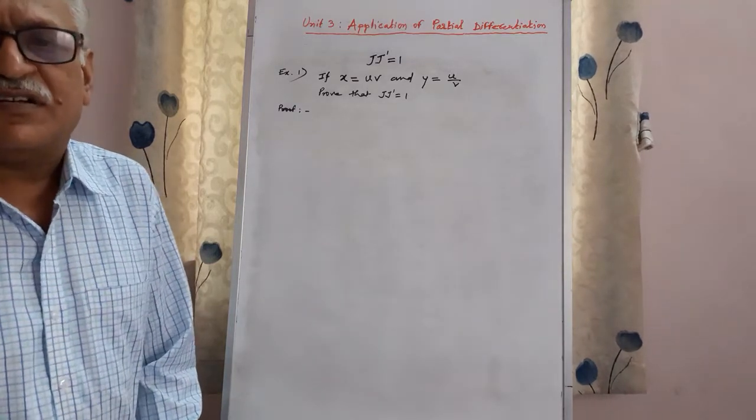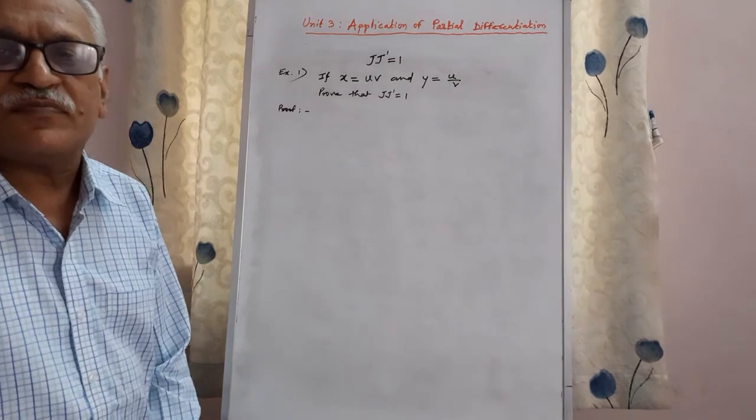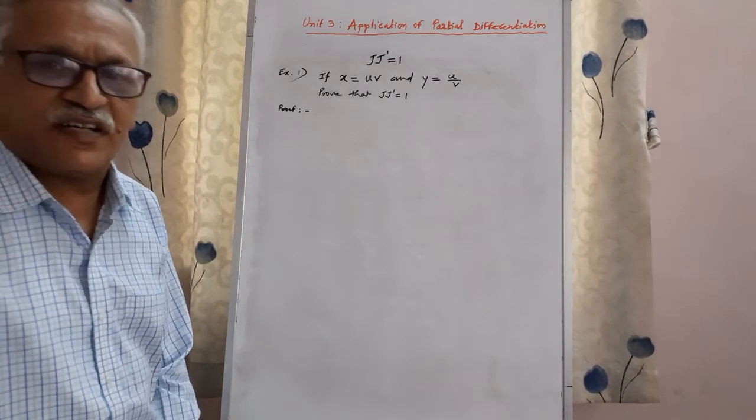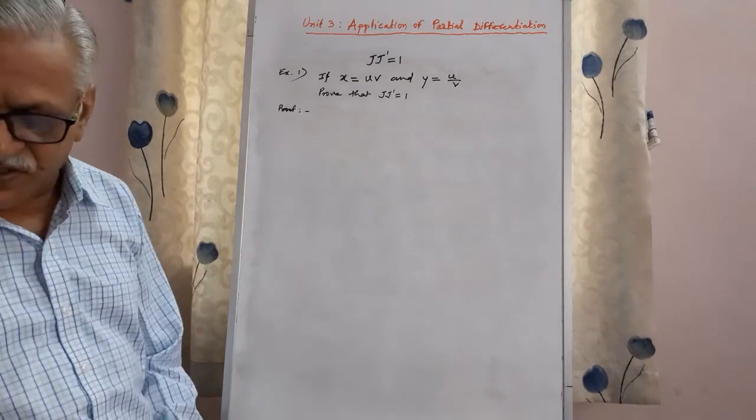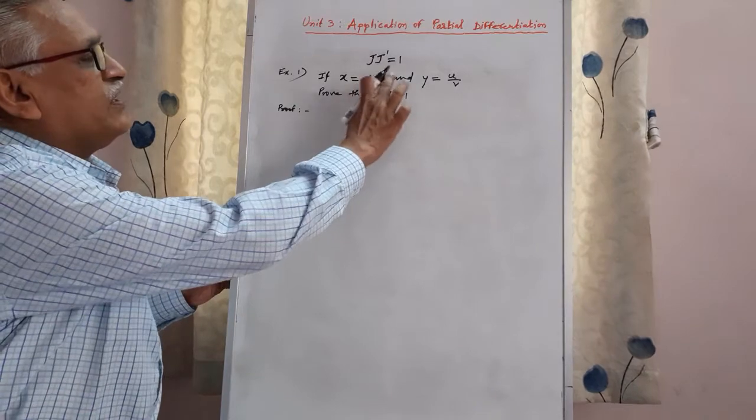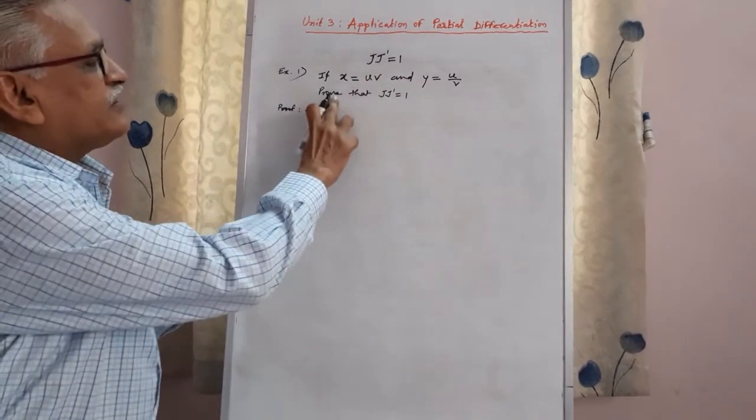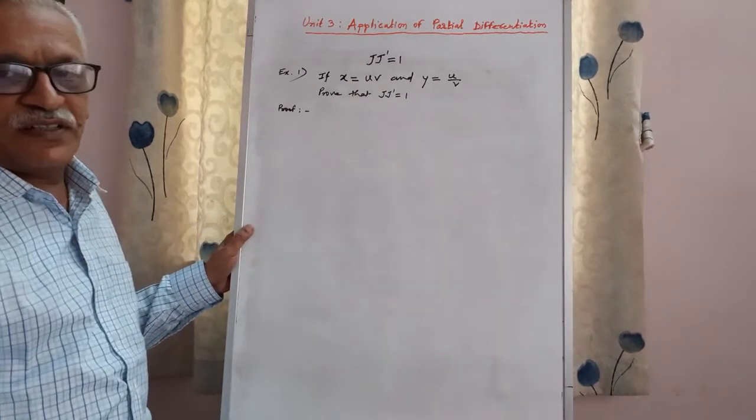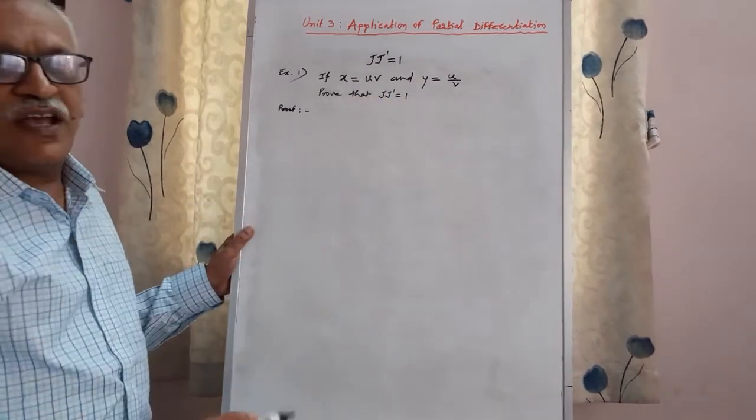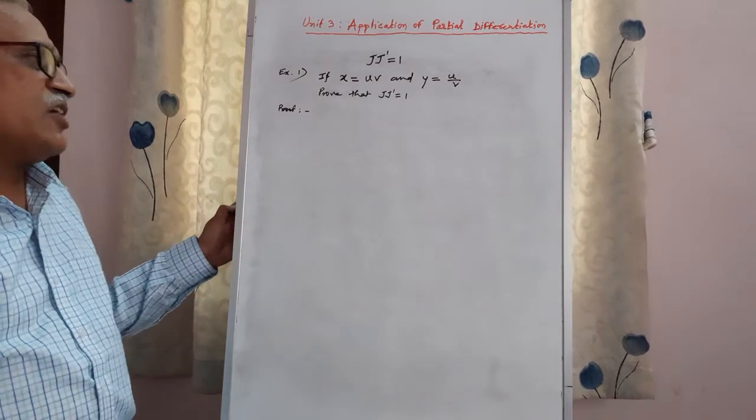Hi students, through this video I will explain the problem on JJ' = 1 by solving three examples. First example: if x = uv and y = u/v, then prove that JJ' = 1. J means the Jacobian of the given transformation and J' is the inverse Jacobian.